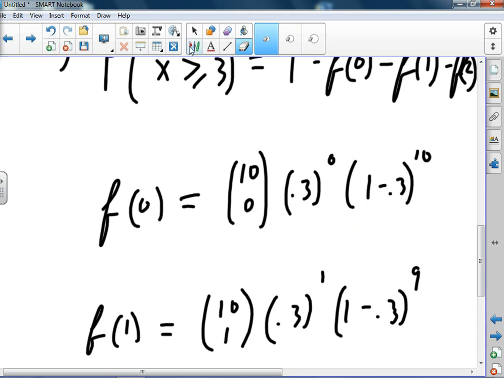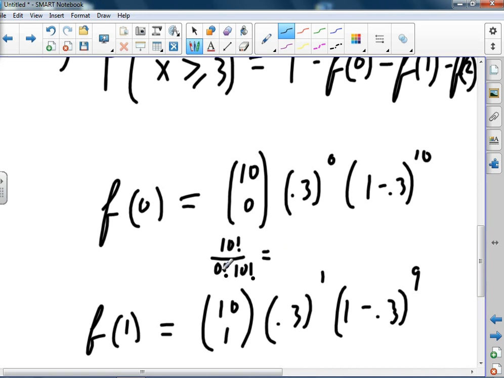Okay, well this is going to be 1. Would it be 1? Yeah. Because this is 10 factorial divided by 0 factorial times 10 factorial. The definition of 0 factorial is that it's a 1, so that ends up to be 1. So 0.3 to the 0 is 1. So now all I need is just 0.7 raised to the 10th. 0.028.